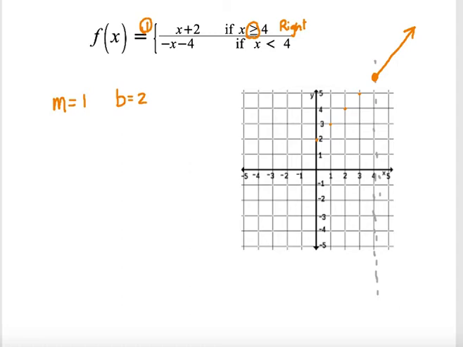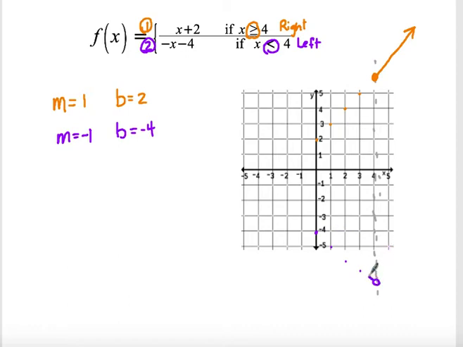For my second function, I'm going to have a slope of negative 1 and a y-intercept of negative 4. So I'm going to start here, 1, 2, 3, 4, and my slope is going to be a negative 1. So it's going to go down this direction. And this time it's not going to include 4, but it's going to point to the left.